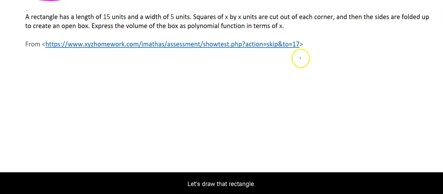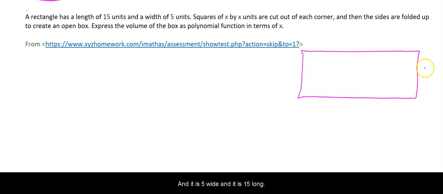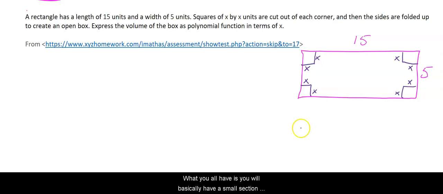Let's draw that rectangle. So I have a rectangle, and it is 5 wide, and it is 15 long. I'm going to cut squares out of each corner that are x by x. If I cut them out, it means that each little corner is x on each side, and I'm going to cut them out. Every corner is x by x. So that when you're done, what you will have is a small section with the corner cut out.